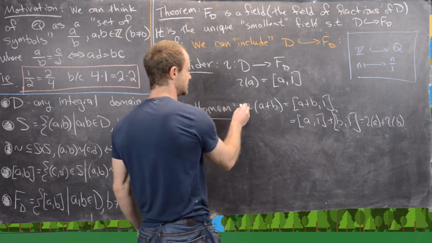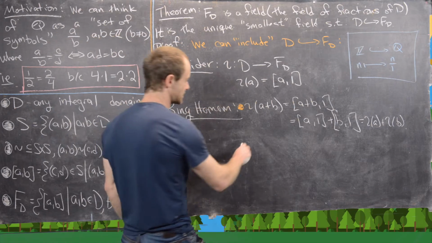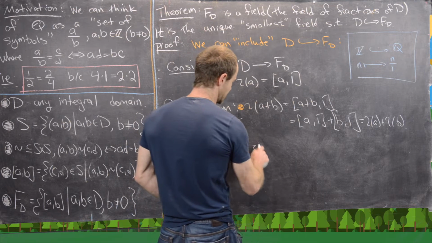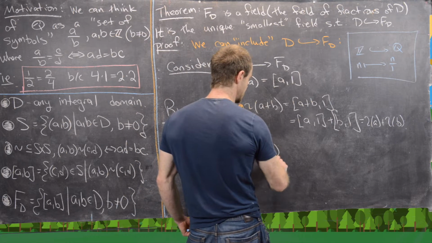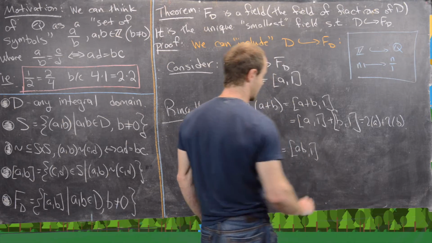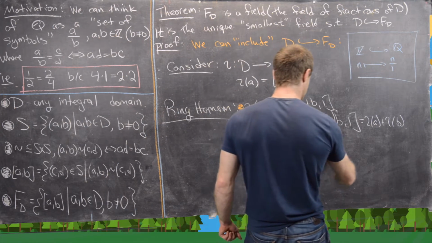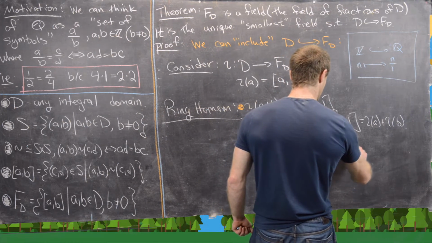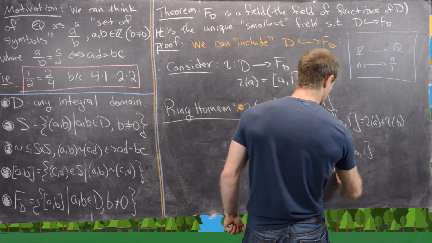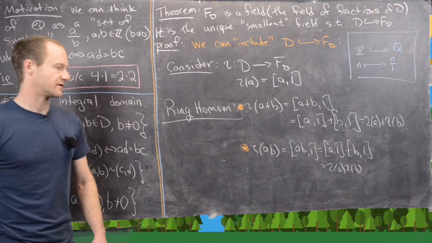The next thing we want to do is check the multiplication component, which is even easier. So let's look at that. Iota of a times b is equal to (a times b, 1). But then again, using our multiplication rule, that's the same thing as (a, 1) times (b, 1), which is equal to iota of a times iota of b. So that makes this a ring homomorphism.